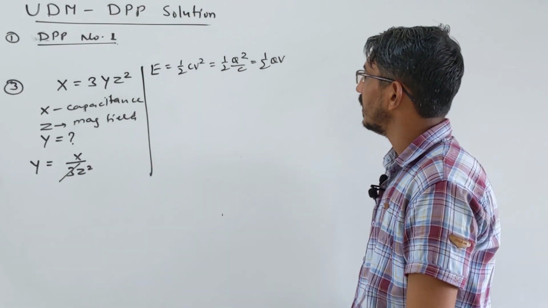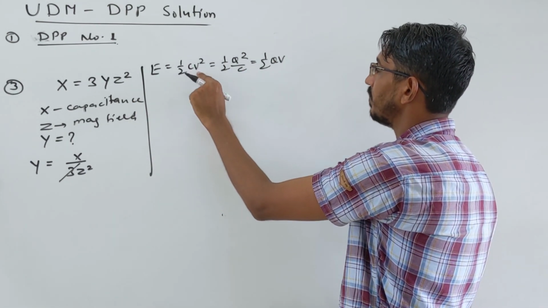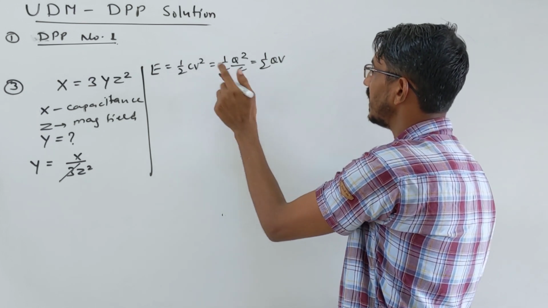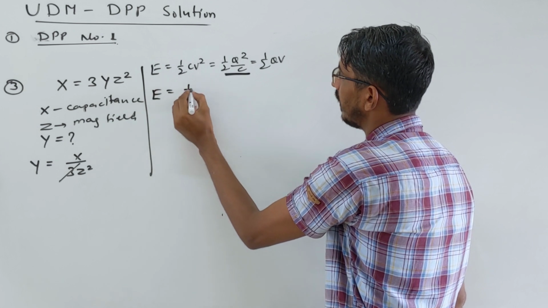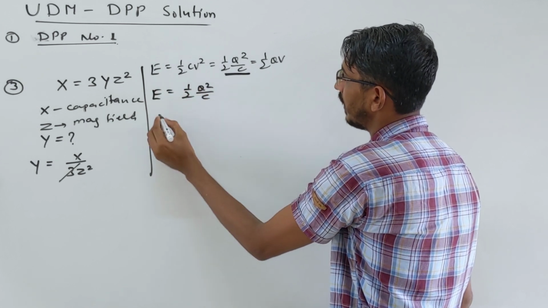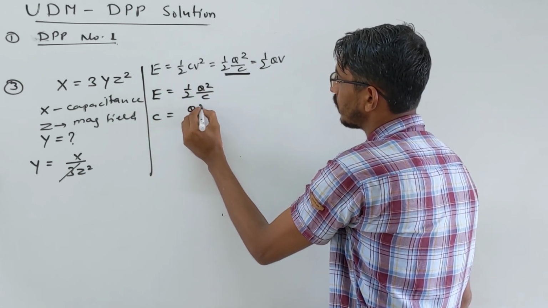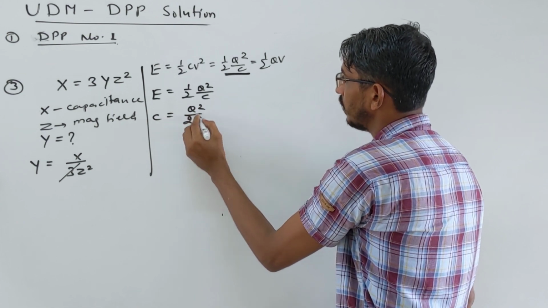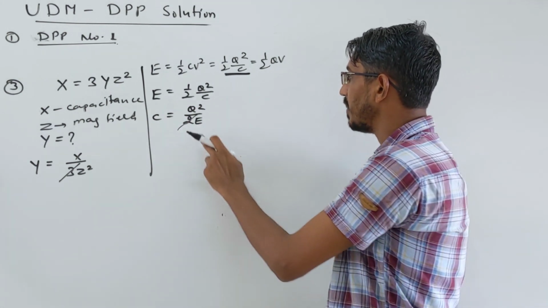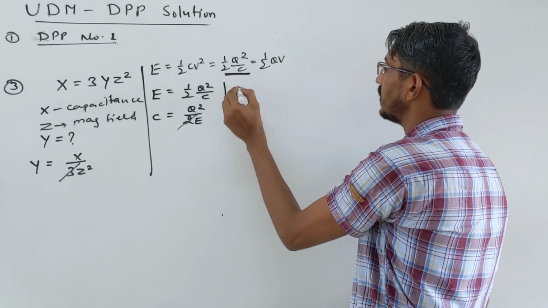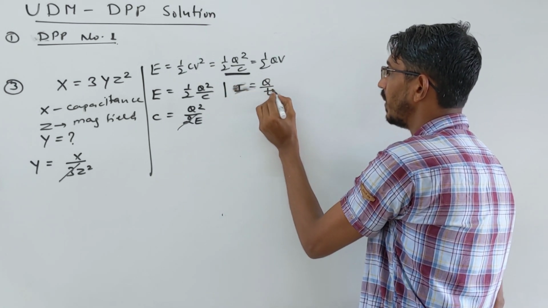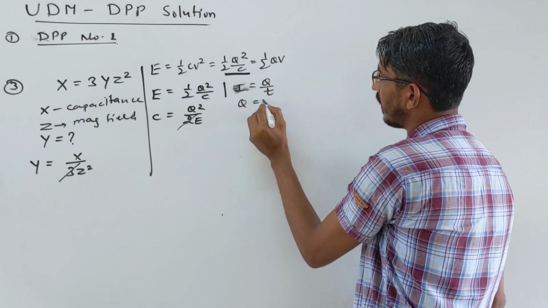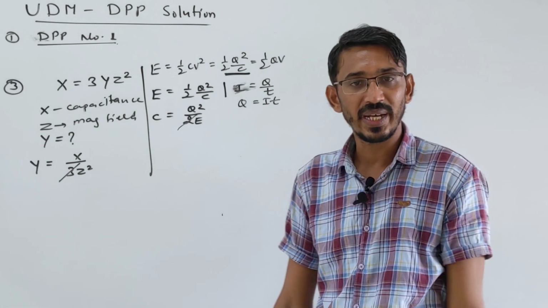If you use this formula, then again you need the dimension of potential, which we don't know. Charge is easy. So I use this formula: E is equal to half Q square by C. I have to find C, which is Q square by 2E. The 2 has no dimension again. The energy dimension I know, and charge is very simple. Current is the rate of flow of charge, Q by T, so Q becomes I into T.